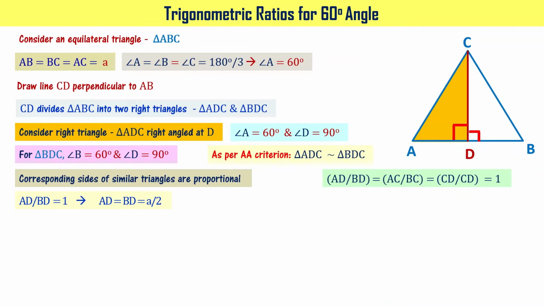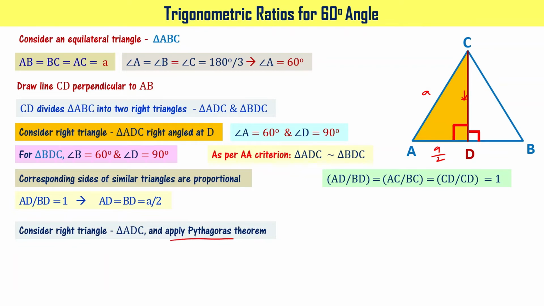Now we know this is A by 2, right? This is A, and what is this length? We don't know that, right? Let us consider right angle triangle, triangle ADC. Triangle ADC is shown in orange color, right? And we apply Pythagoras theorem here because one of the sides is not known. CD, length of CD is what we don't know for this right angle triangle. AC is A units and AD is A by 2 units, right? Now with the help of Pythagoras theorem, we can find the length of CD.